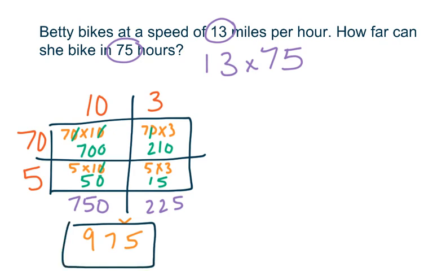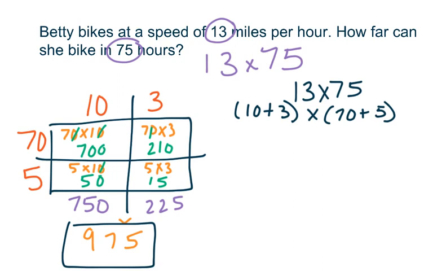And I get a final product of 975. I'm going to check my work with expanded form, and this is something that we haven't talked about a whole bunch, but I do want to expose you to what expanded form looks like for 2-digit times 2-digit multiplication. So let's take a look. We start by writing our number, and then we're going to expand 13 and 75 in parentheses.